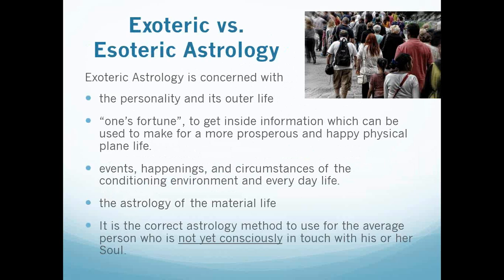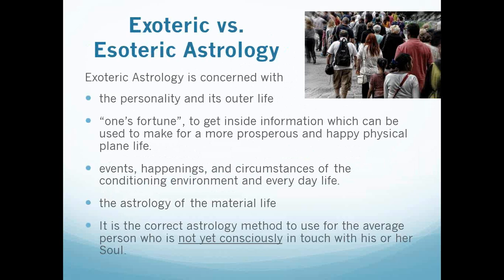So what is the difference between the two? The exoteric astrology, which I've just talked a little bit about, concerns the personality and its outer life. So, for example, people will want to know, when is a good time to marry? Is this a good time to sell my house? Am I going to find another partner? All those everyday kinds of concerns is what the exoteric astrologer deals with.